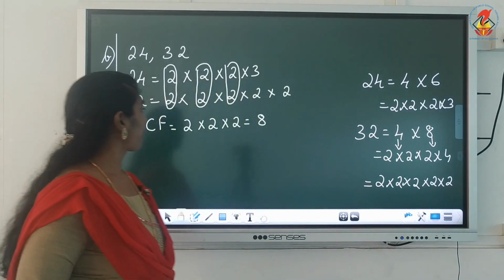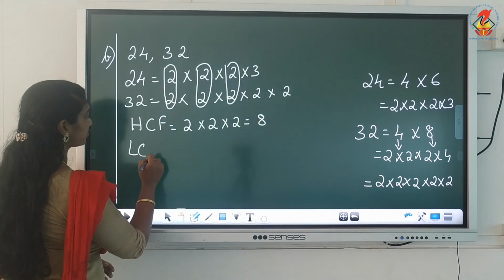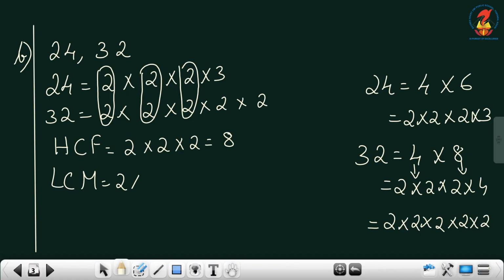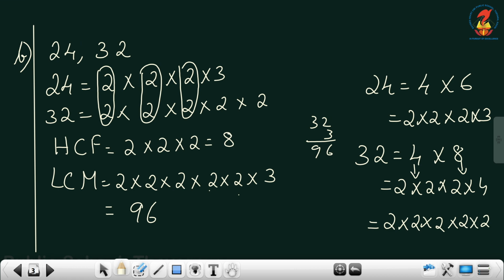Okay. Now what will be the LCM? Take one from this, one from this, one from this. Take what is left over. I have 2 2's left over there and 1 3 over there. Now you multiply what you get. 2 into 2 is 4, 4 into 2 is 8, 8 into 2 is 16, 16 into 2 is 32, 32 into 3. What is 32 into 3? You can multiply if you want. You get 96. So my LCM is 96.